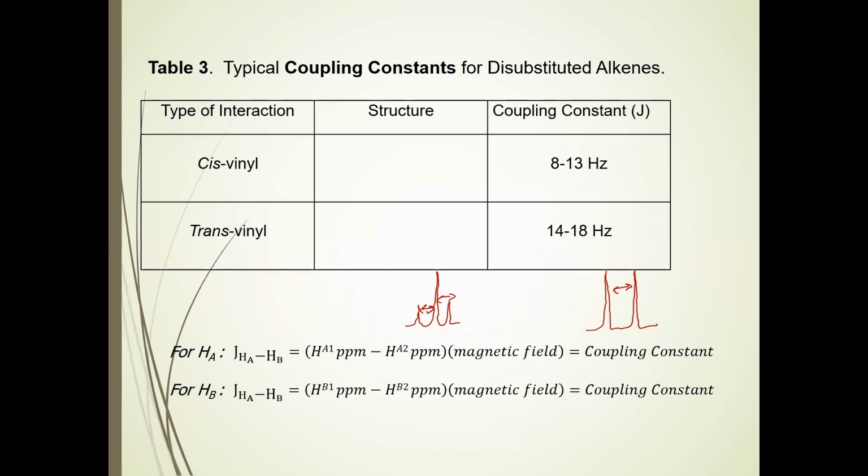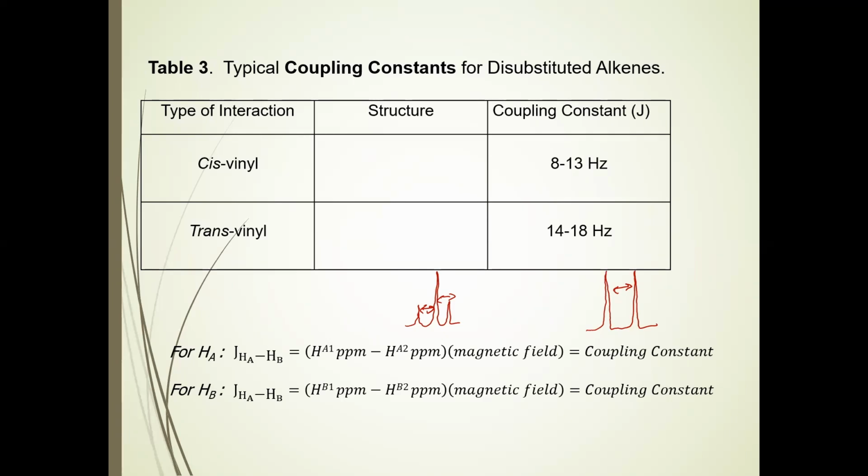Now, coupling constants are in hertz. The splitting, the spacing between those two peaks in ppm, is not constant. It's going to vary with the field strength of your magnet. So if you have a stronger magnet on one spectrometer than on another, you're going to have different spacing. But that spacing will not change when we look at this distance in hertz. And so you do have to convert those to hertz.